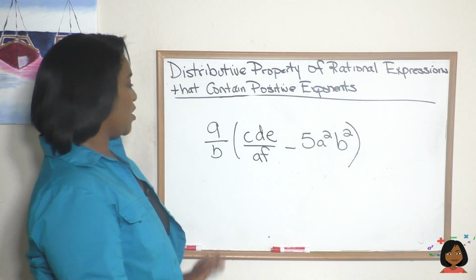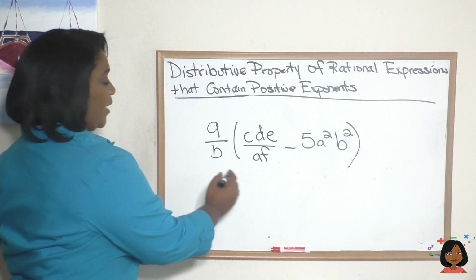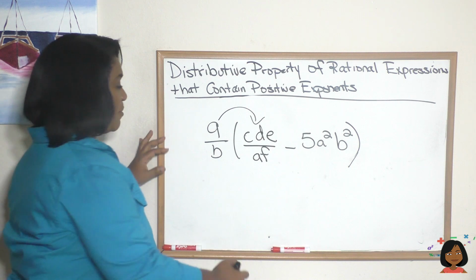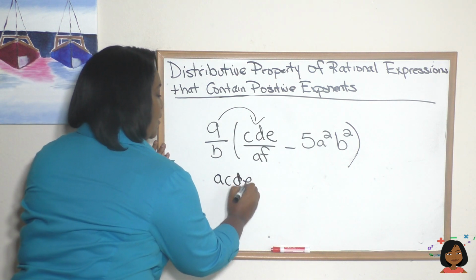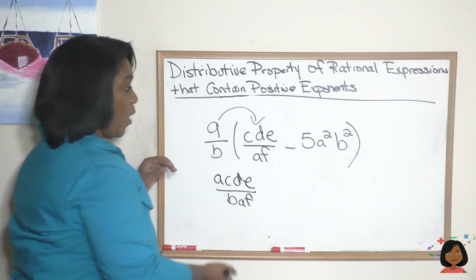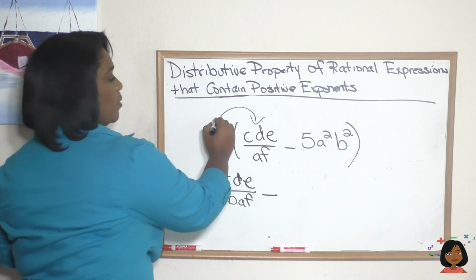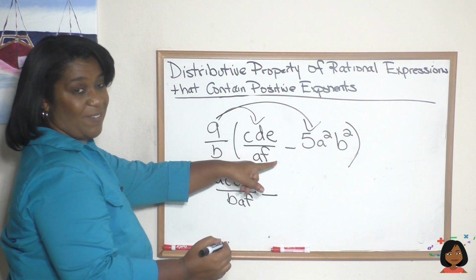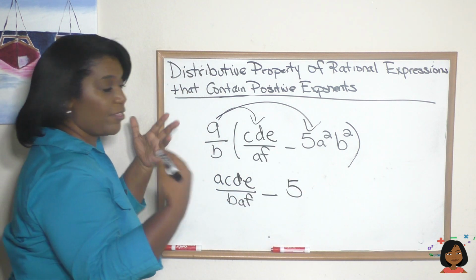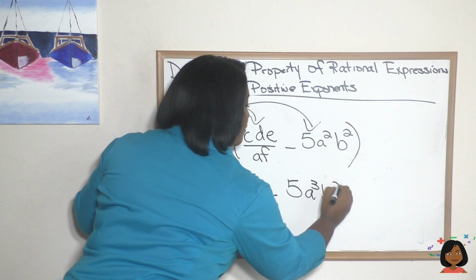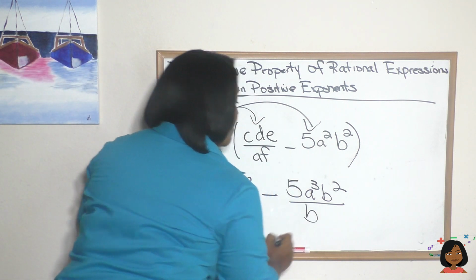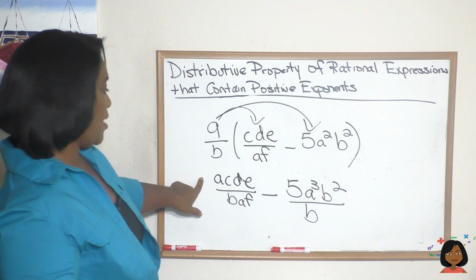Let's try another one. So here, we're going to distribute first, right? A over b times this. Well, there isn't an a in it, so we're just going to combine everything. A, C, D, E, and in the bottom, B, A, F, right? We're just multiplying. But now we write our subtraction sign, and we distribute on the second one. But we do have an a in here, so we write 5, the whole number. A to the first times a squared is a to the third, times b squared over b times essentially 1 is still b.